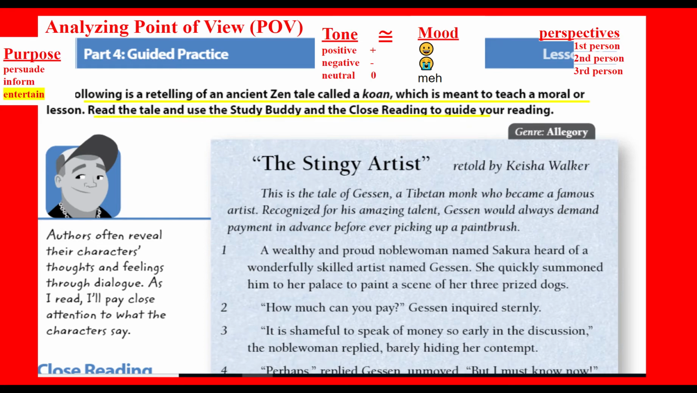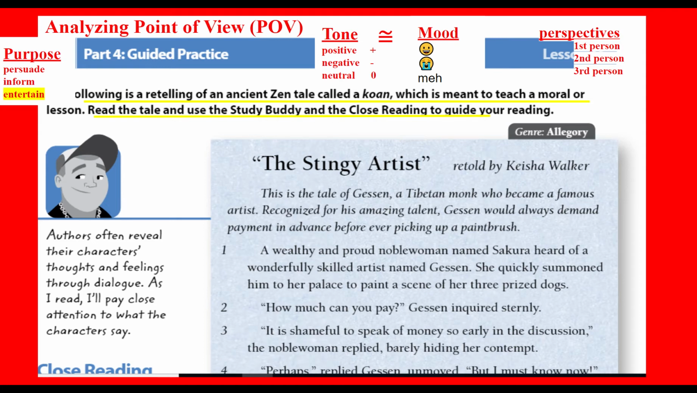Our directions say the following is a retelling of an ancient Zen tale called a koan, however you say that, which is meant to teach a moral or a lesson. We have to read the tale and use the study buddy and the close reading to guide your reading.